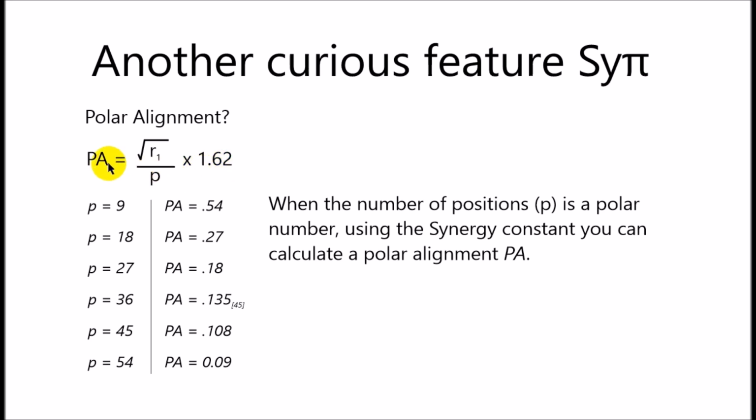And that is every time you reach a polar number, such as 9, 18, 27, 36, etc., by running this equation, the square root of the radius divided by the number of positions multiplied by the synergy constant, we actually get this reflecting polar number. So when there's 9 positions, we get 54. When there's 18 positions, we get 27, and so forth and so on. I think it adds a lot of weight to the argument that this is in fact how pi behaves.